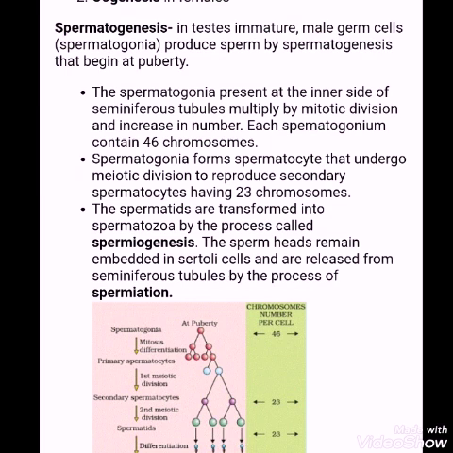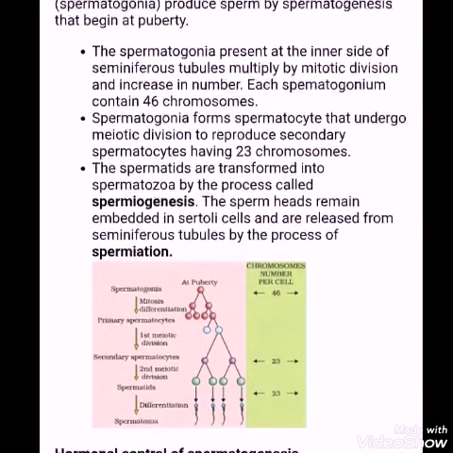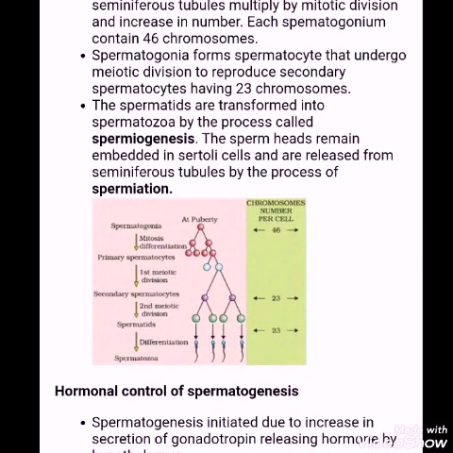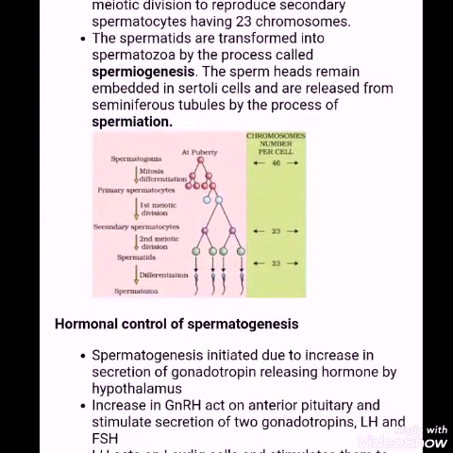Spermatogenesis is a process which is going to make spermatozoa. Spermatozoa are also known as sperms. Now, at the beginning, what happens? The seminiferous tubules are the tubules which were inside the testis. Inside seminiferous tubules, there are so many spermatogonia present, and each spermatogonium contains 46 chromosomes.